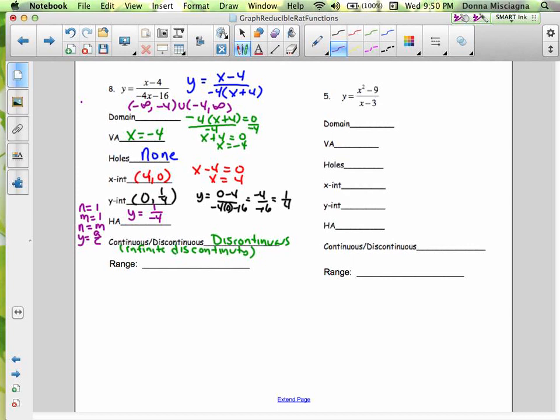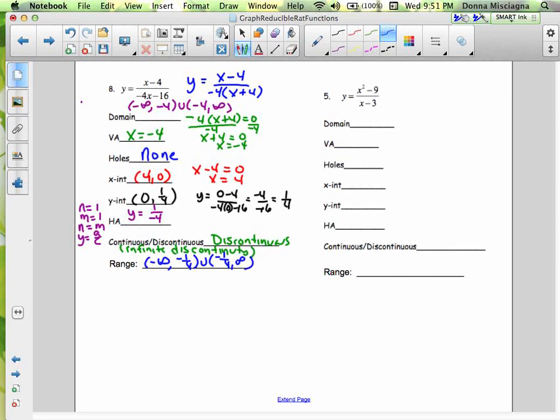And let's see, we need the range. This graph is not going to cross the horizontal asymptote, because if the graph doesn't have anything squared, and it's just an x or just a constant, then it's not going to cross the horizontal asymptote. So the range is negative infinity to negative 1/4, and then negative 1/4 to infinity.